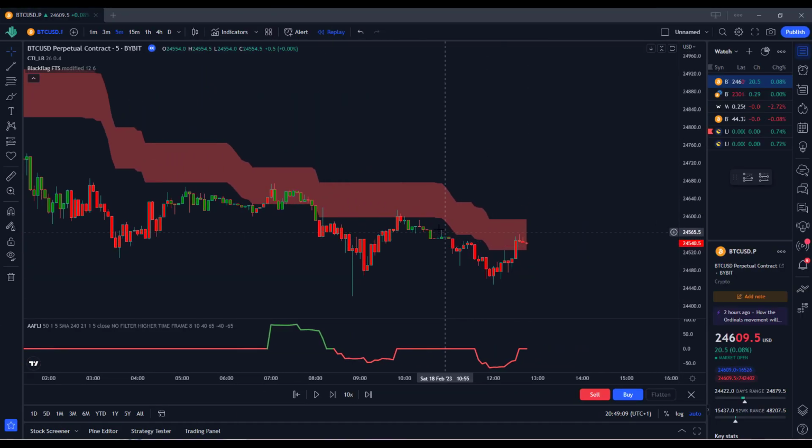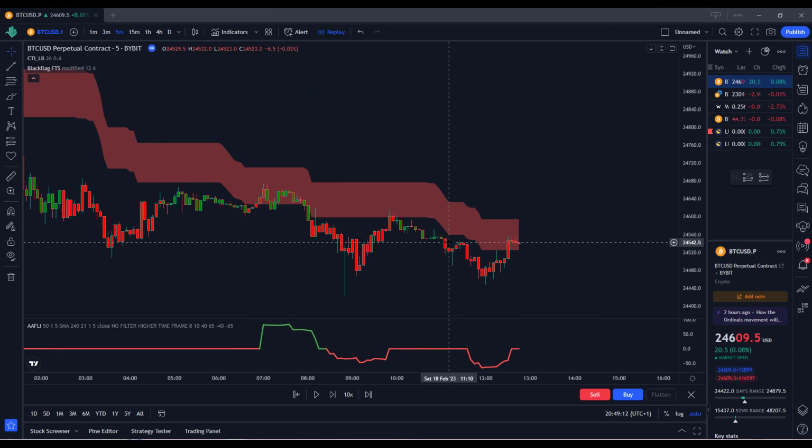Alright guys, how do we trade this strategy? This is of course the most important thing, because if we don't know how to apply the proper strategy and look for the key things, then we're gonna have a bad time and have bad trades.